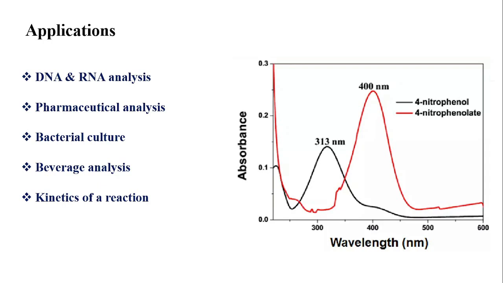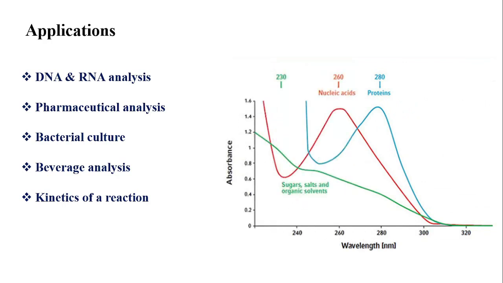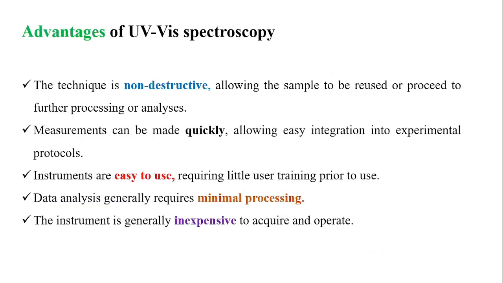There's a graph given here which clearly shows the difference between the peaks shown by 4-nitrophenol and 4-nitrophenolate. In this way, we can differentiate whether the sample contains 4-nitrophenol or 4-nitrophenolate. These are the different peaks shown by nucleic acids and proteins, sugar salts, and organic solvents.